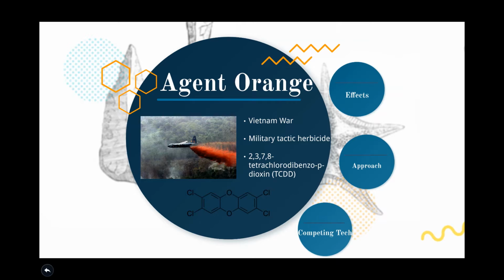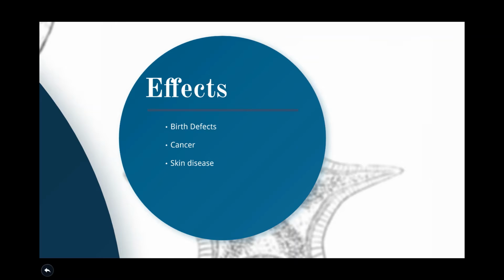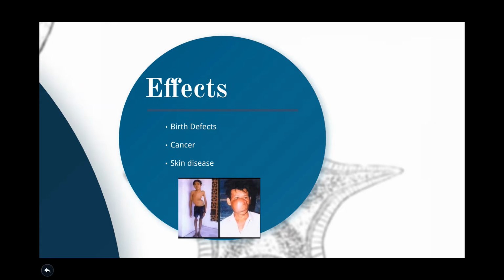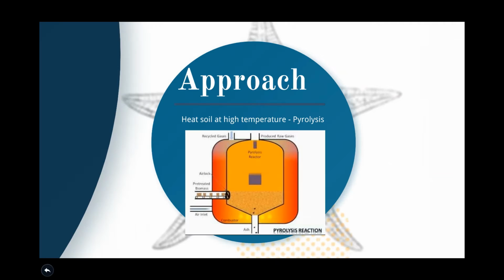Agent Orange contains a very toxic chemical, which is TCDD. The effects of it are birth defects, cancer, and skin disease. A lot of Vietnam veterans come back with cancer, and after that, when they have children, the children will suffer a lot of birth defects.